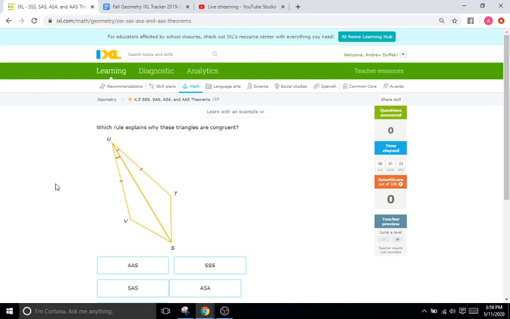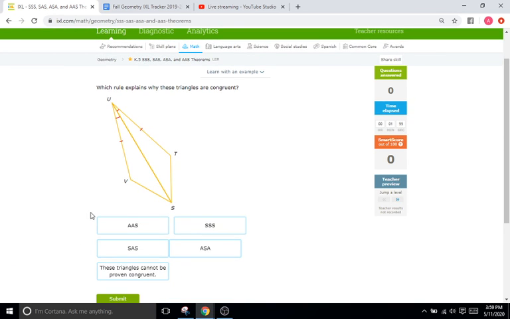This is Mr. Duffick and today we are doing IXL K5, which is really just a review of IXL's K1 and K3. K1 was just SSS and SAS, K3 was ASA and AAS, and so IXL K5 is just combining all four of those. They're going to give you a series of diagrams with at least two congruent triangles, and you have to determine how they can be proven with one of the four theorems, or if they could even be proven at all.